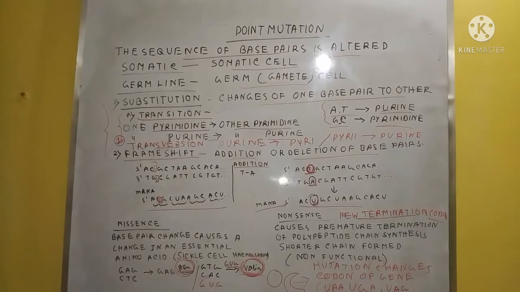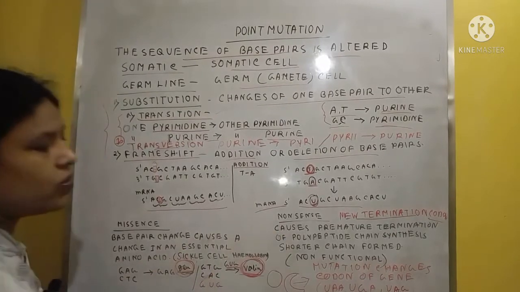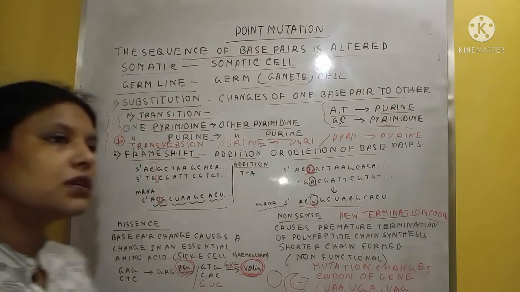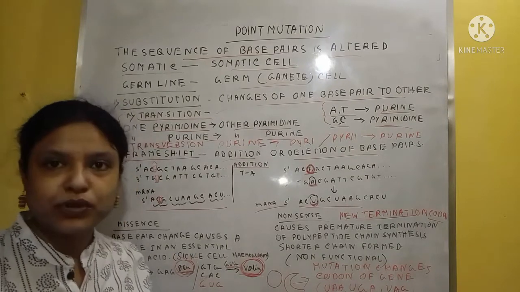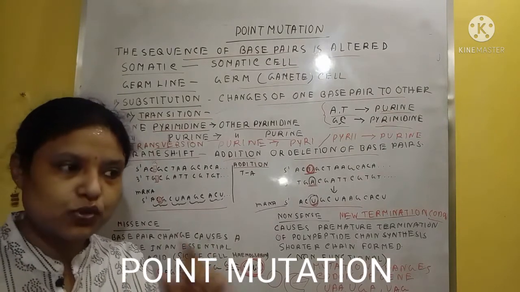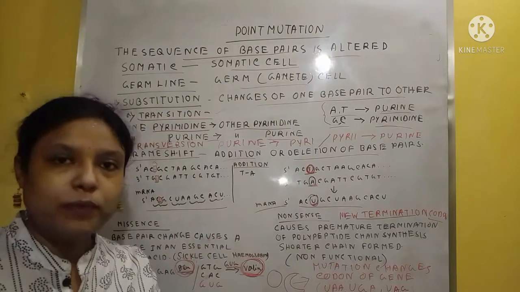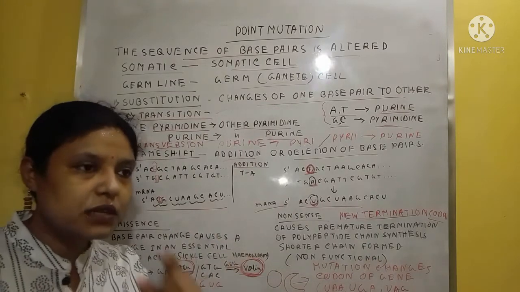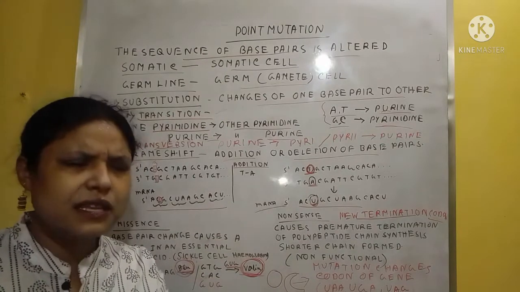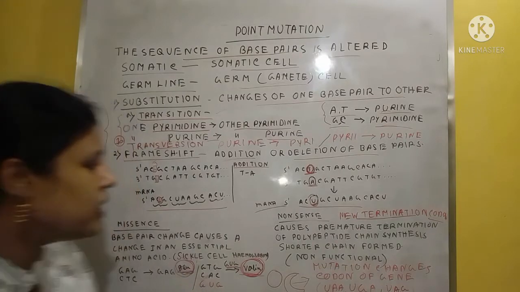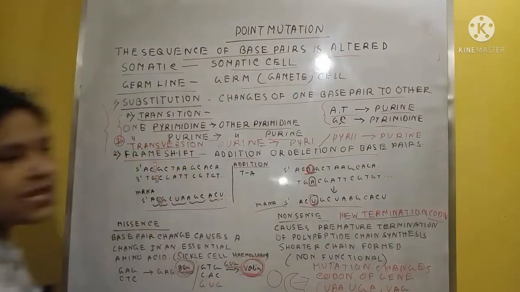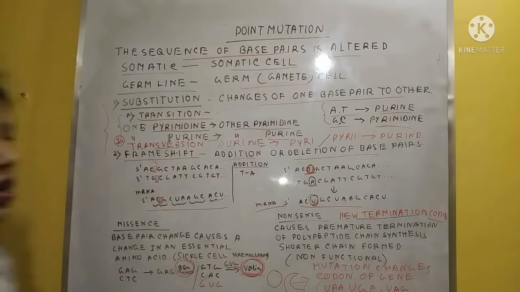So what happens in the nonsense codon? We know the termination codons. Three termination codons are there. When a termination codon attaches during protein synthesis, the polypeptide chain that is continuing stops. So the formation of the polypeptide chain stops when any one of the three termination codons attaches at any position of the polypeptide chain. So in the case of nonsense, a new termination codon arises.